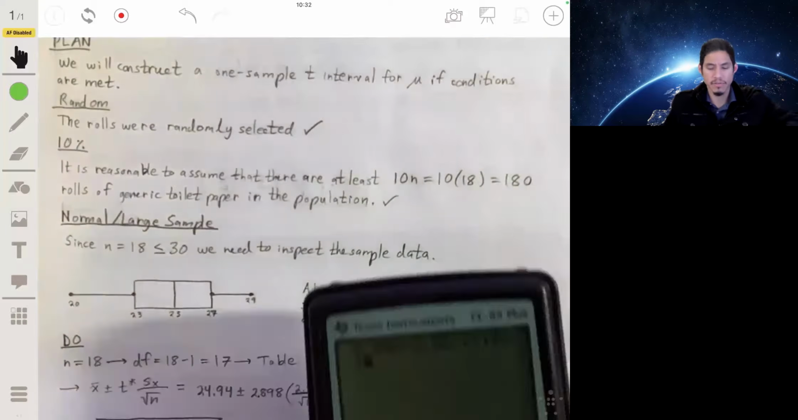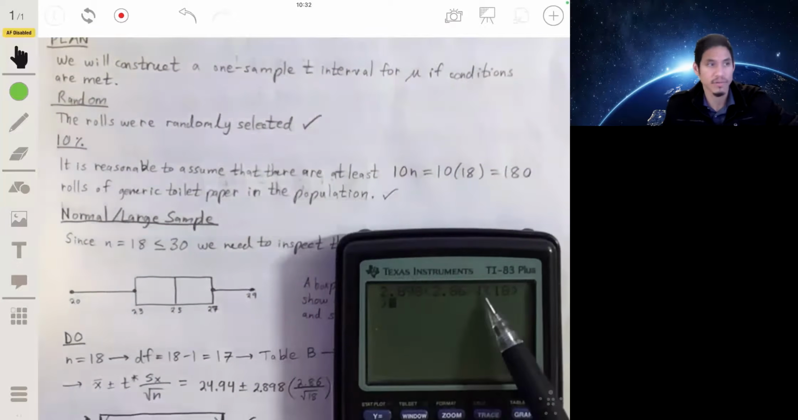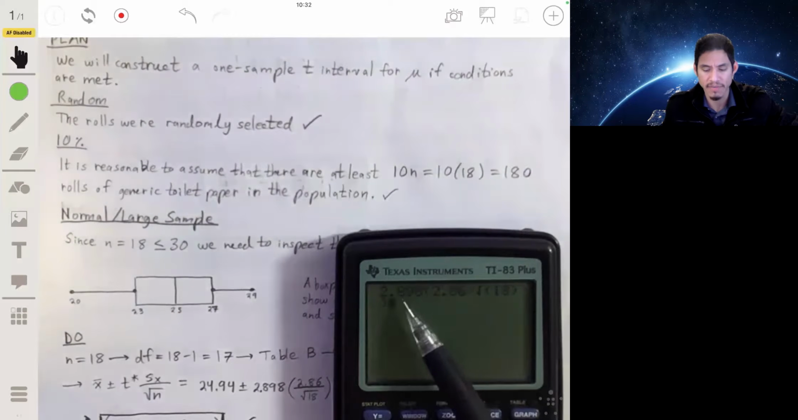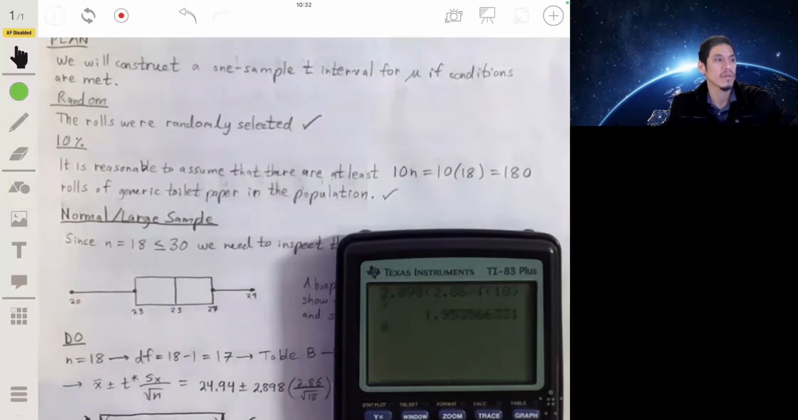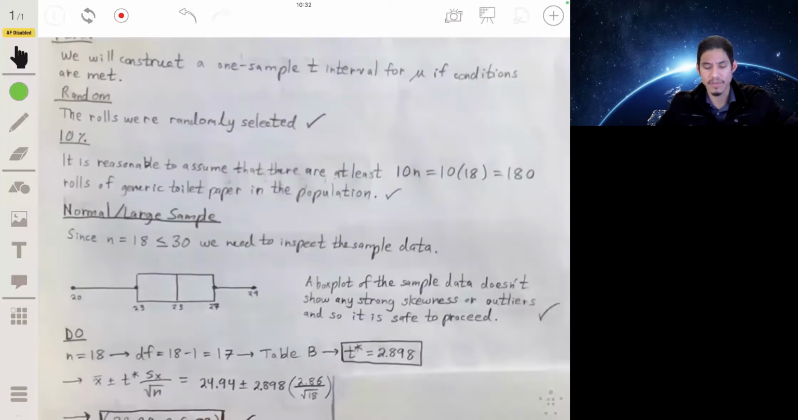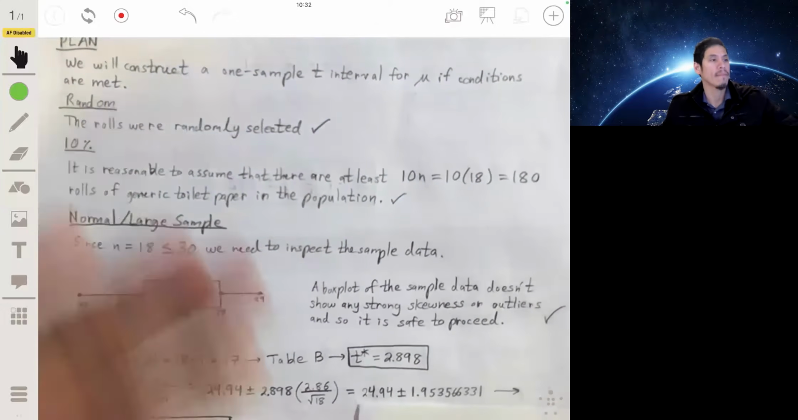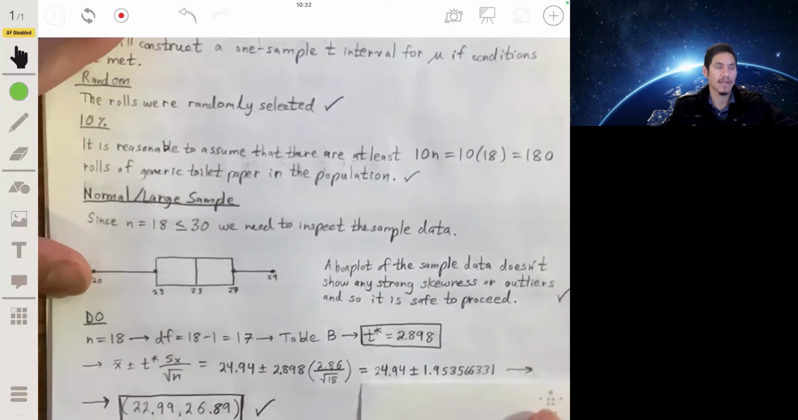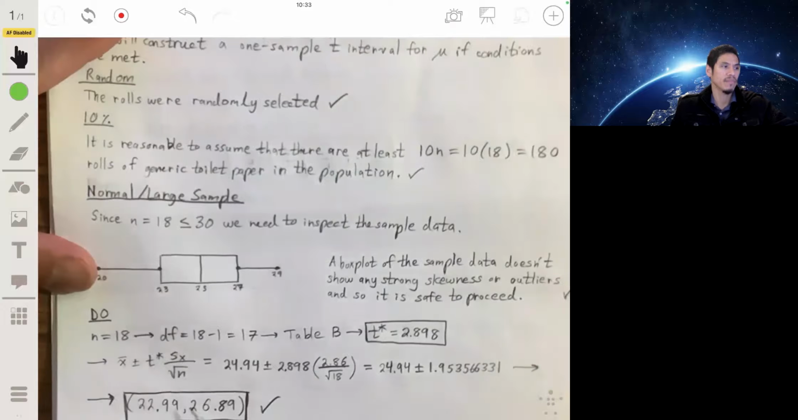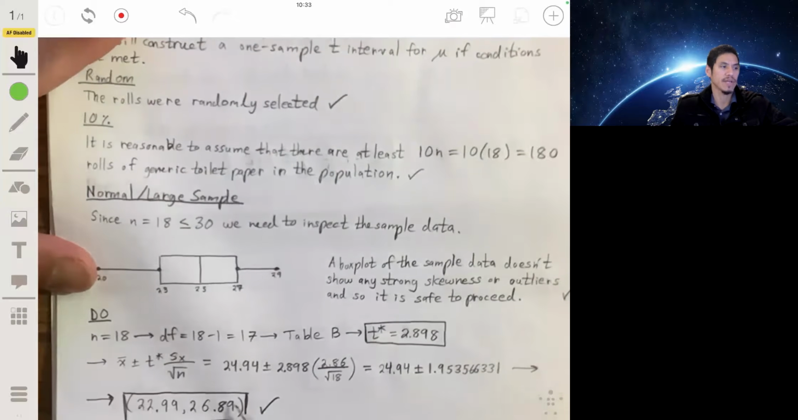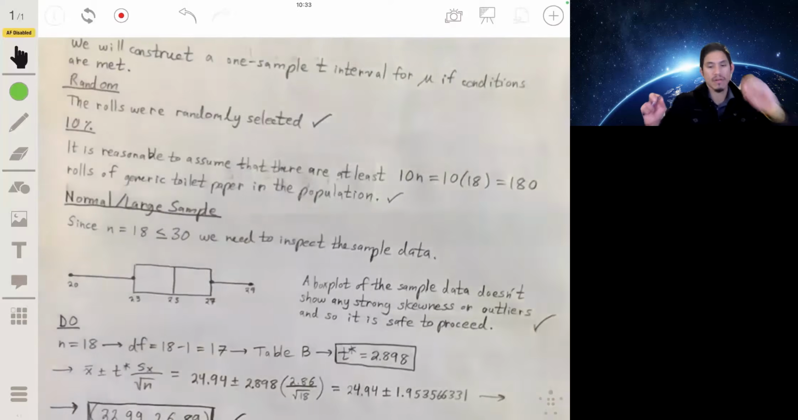Now, when you punch all that in your calculator, make sure you use the parentheses correctly. If you're going to take the square root, just use the parentheses correctly. I have my t star times all this, 2.898 times 2.86, over the square root of 18 that I have in parentheses. That way, it'll give me my margin of error that I'm going to add to my 24.94, about 1.95. And then when I add and subtract that from 24.94, I should get right about 22.99 as my lower bound and 26.89 as my upper bound.